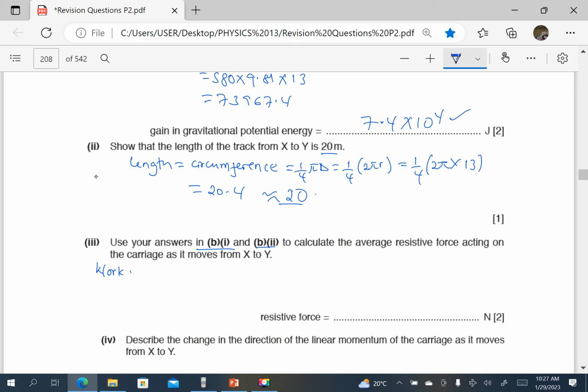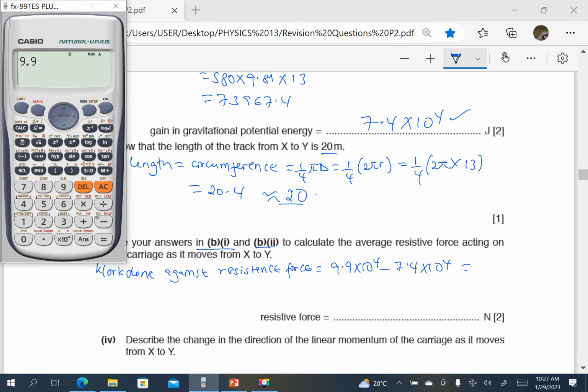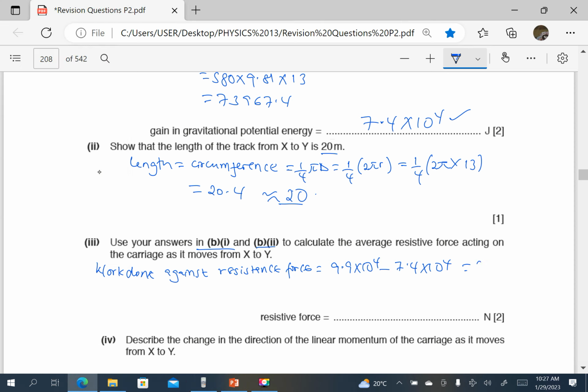Work done against resistance force is simply going to be the difference, which is 9.9 times 10 power 4 minus 7.4 times 10 power 4. 9.9 minus 7.4, that is 2.5. So that is 2.5 times 10 power 4. That is the work done against resistance, but work done is force times distance.